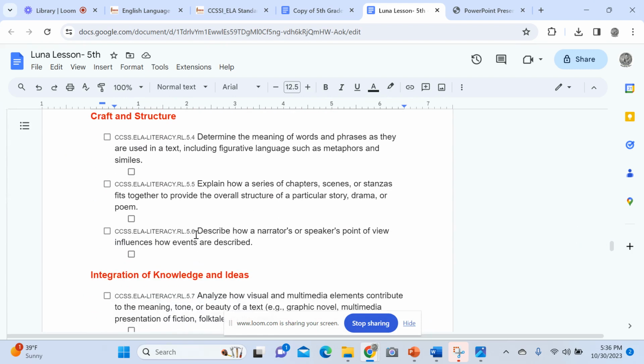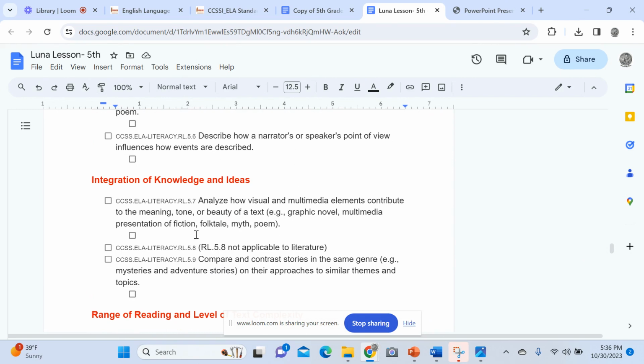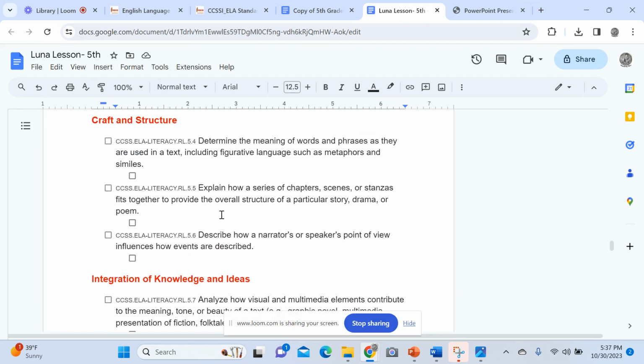So for my next novel, I might analyze how visual and multimedia elements contribute to meaning, and I might do some analysis of videos and PowerPoints, etc. Or I might compare and contrast two different stories, since Walk for Water has a picture book. So that's another great place to do some character analysis and some story comparison.